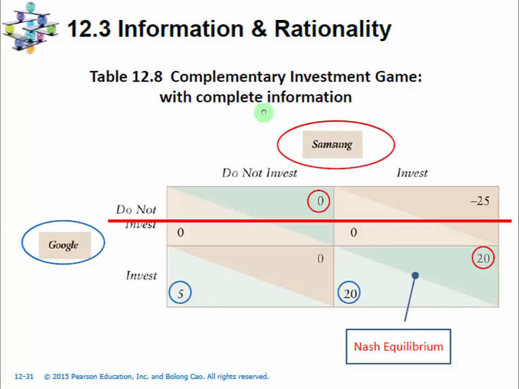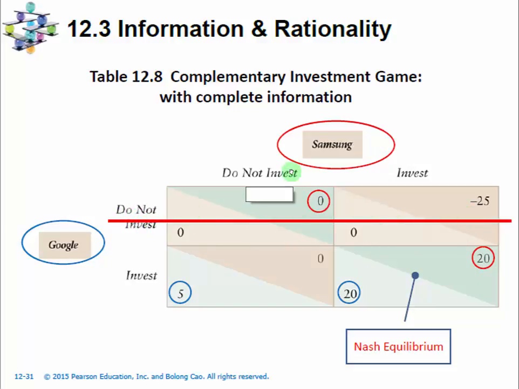Let's first look at, with complete information, what the firms will do. Let's look at Google first. If Samsung does not invest in producing the tablet, Google compares not investing in the operating system and investing: 5 is the better payoff, so Google will invest. If Samsung invests in the tablet, Google compares 0 and 20, 20 is the better payoff, so Google will again invest. Now, invest is Google's dominant strategy. Do not invest in the Chrome OS operating system is the dominated strategy, so we can cross it out.